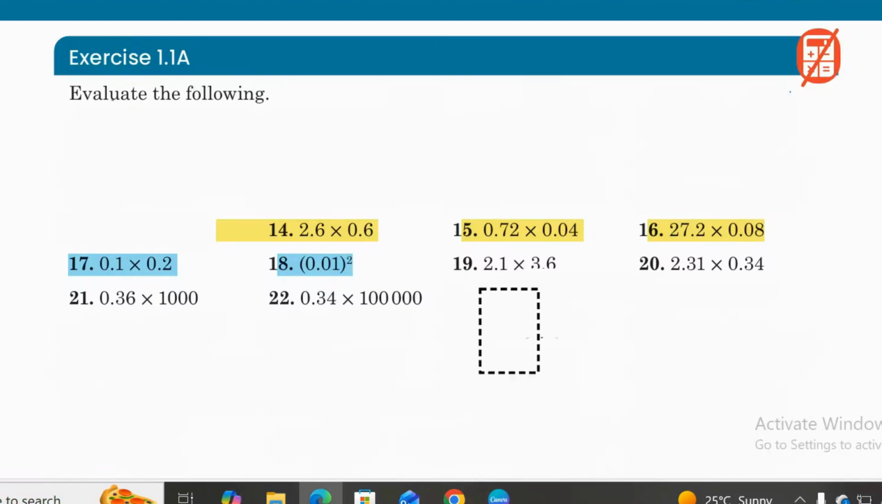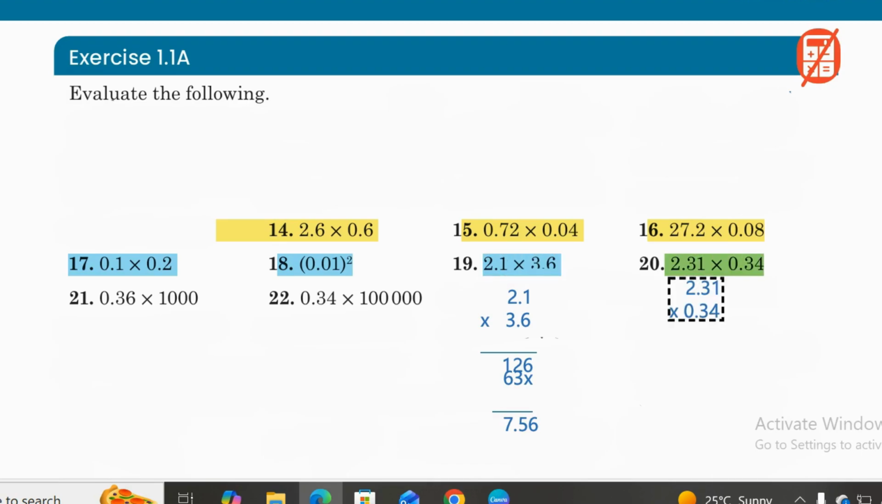Question number 19 is the same, 2.1 multiplied by 3.6. You can see how we did it as simple multiplication. And here we go. The answer is 7.56.